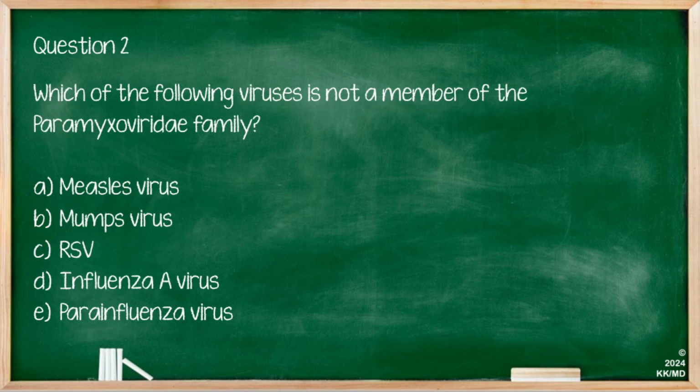Which of the following viruses is not a member of the Paramyxoviruses family? So our options are measles virus, mumps virus, RSV, influenza A, or parainfluenza virus. So you really should recognise the first 3 because we've gone into depth about those. So measles, mumps, and RSV are all part of this family. Parainfluenza virus is also part of the Paramyxoviruses family. So the correct answer here is D, influenza A virus.